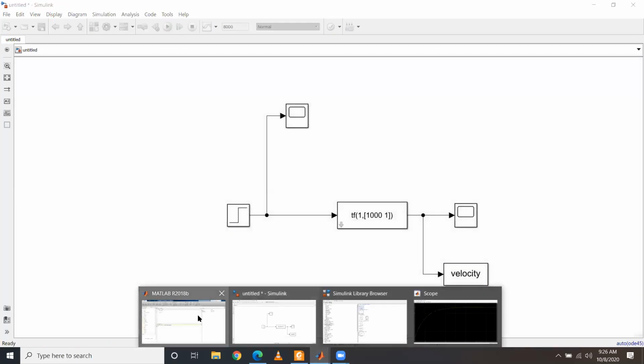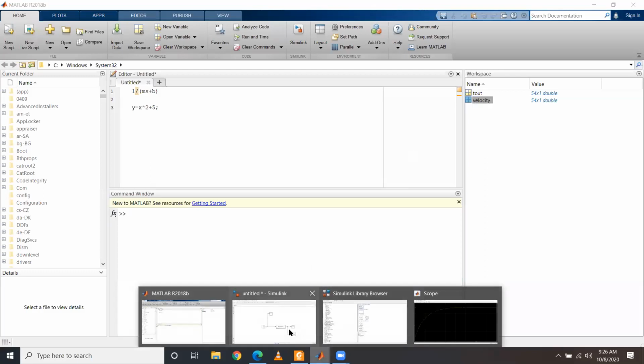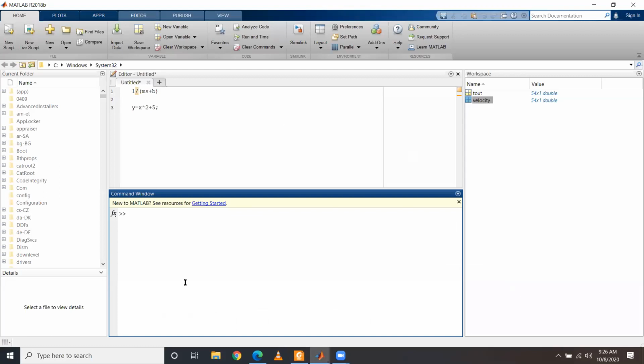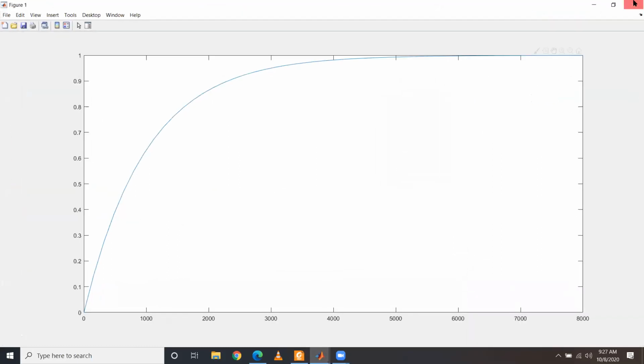Now, if you go back to MATLAB, you see that two new variables have been stored, tout and velocity. You can already tell what they are, right? Yes, sir. Tout is the time and velocity is the velocity values of the output signal, because we named the output signal block to workspace block velocity. Now, how to observe the step response just from this data? Plot tout comma velocity, right? Yes. It should give us the same result as before. And it does give us the same result as before. So the array save format is very easy.